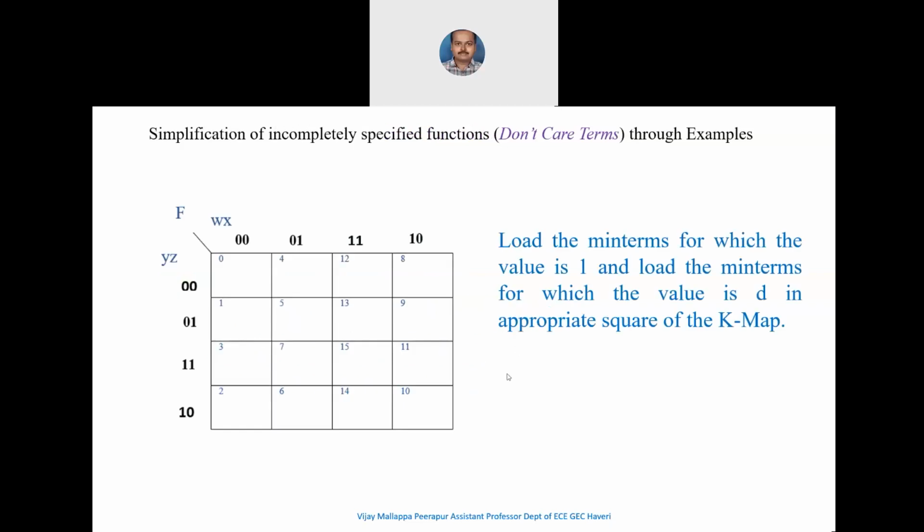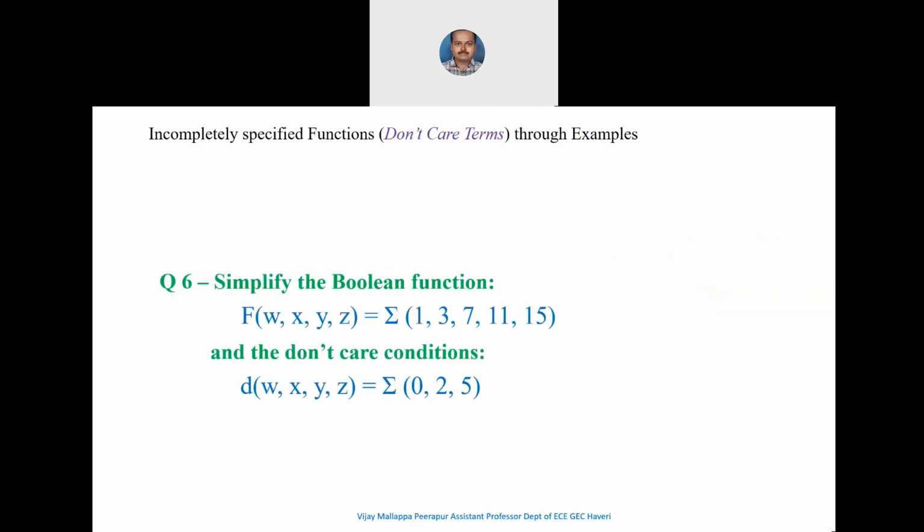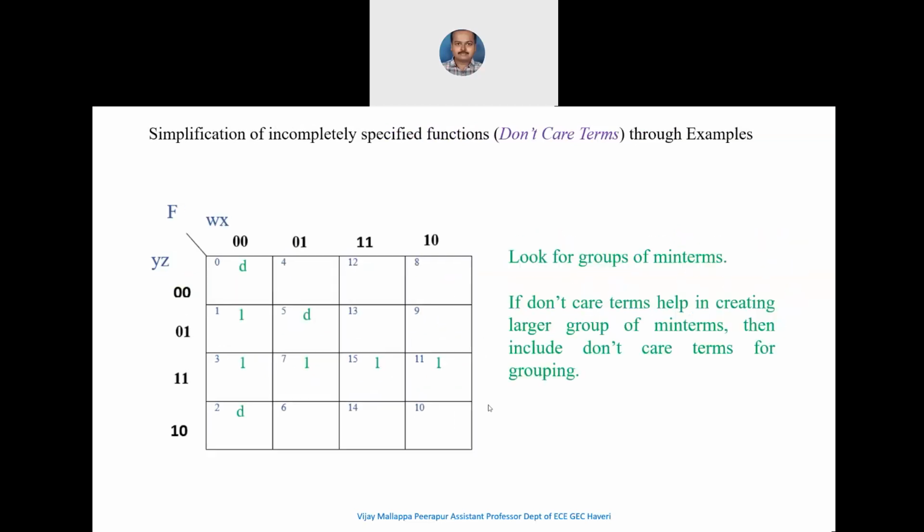Draw this one. Now, just looking at this equation, we know for which minterms it is 1 and for which minterms it is D. It is given as D here, which means the don't care conditions are given here. Now accordingly write this: for which minterms it is 1 and for which minterms it is D, and write it in those particular squares.